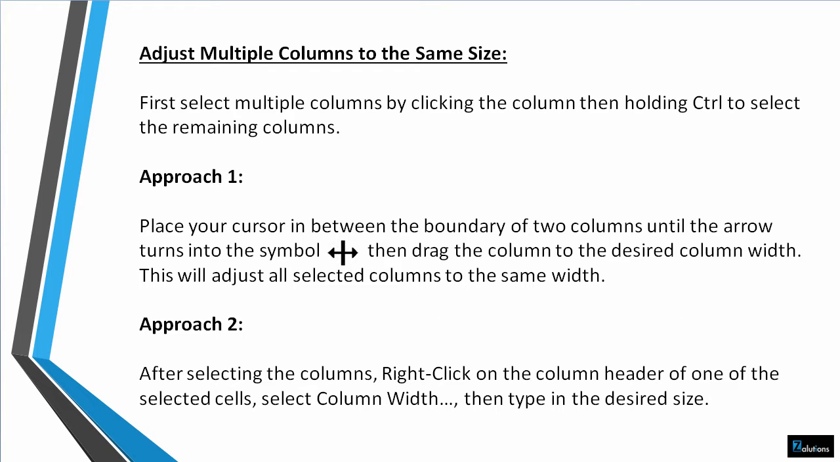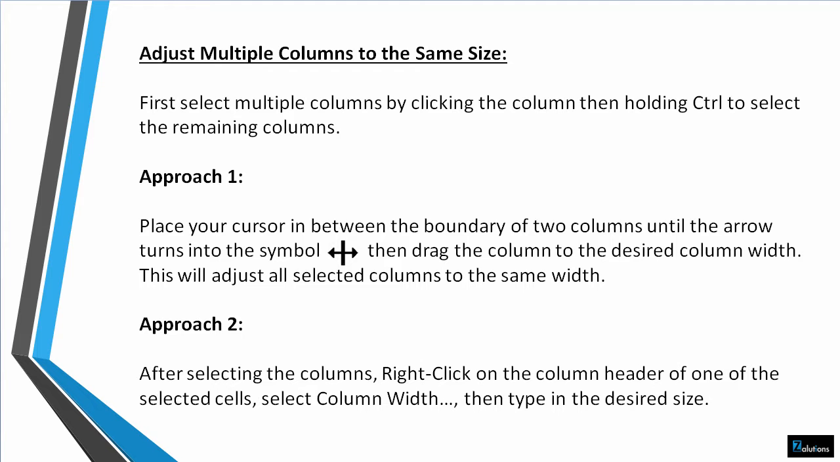What if you want to adjust the column width of multiple columns at once? First, you need to select the columns you want to change. Start by highlighting the first column you want to highlight, then, while holding Control, select the remaining columns. Or, if they are all in a row together, just select the first column, and then while holding down the mouse, drag over to the last column you want to select.